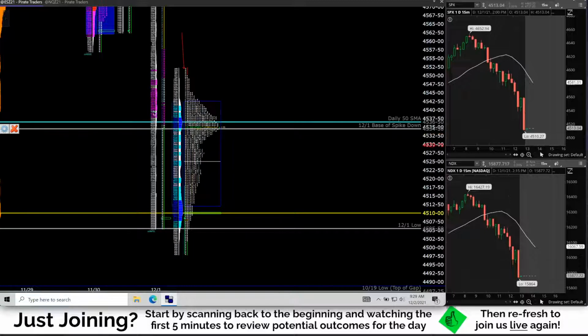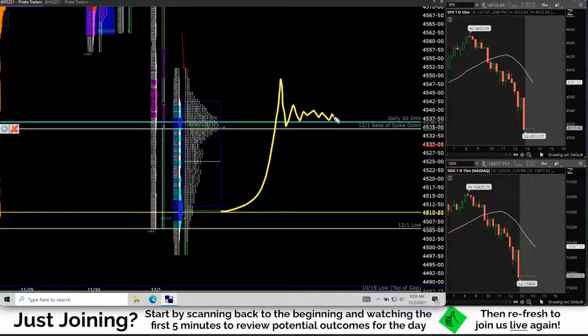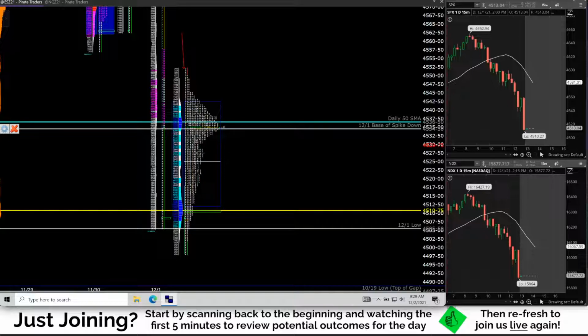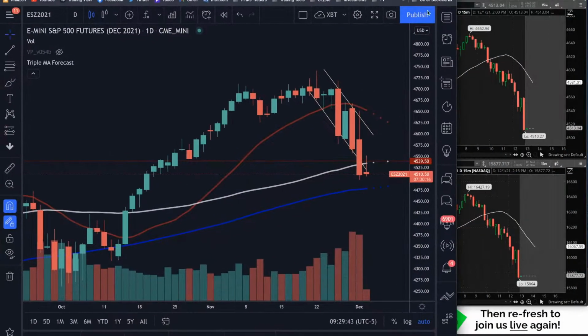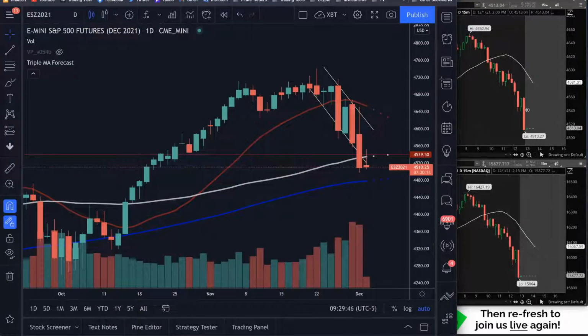So that's again right where this big node of volume and time was spent in the overnight. We'd have to get above there, come back down, find some support in here before I'd be looking for continuation higher. Otherwise, my assumption is bearish, that we have a further pullback ahead of us. And my target to the downside is going to be the 100 daily moving average. If you don't find support at the 50, the 100 is the next stop.